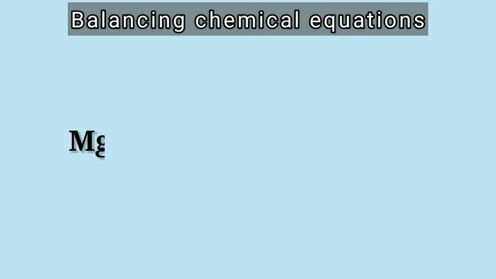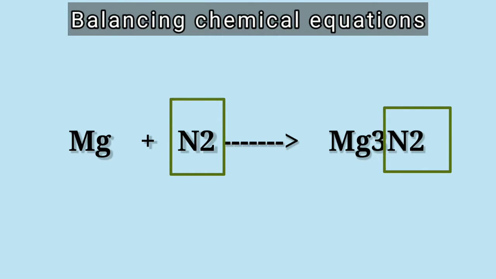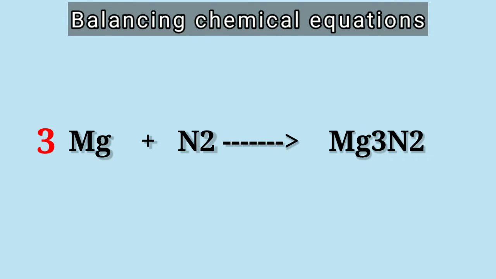Next equation is magnesium reacts with nitrogen to form magnesium nitride. We have nitrogen atoms 2 on each side, but magnesium is 3 atoms on the product side but 1 on the reactant side. So we can easily equalize that by writing 3 as a coefficient of magnesium in the reactants part. And the equation is now balanced.